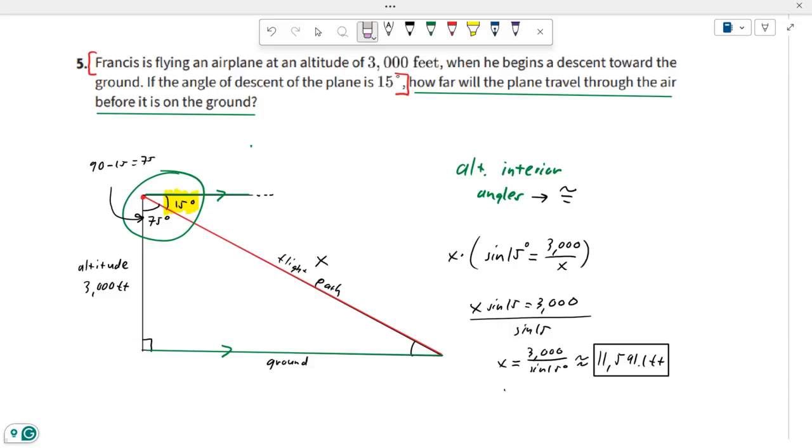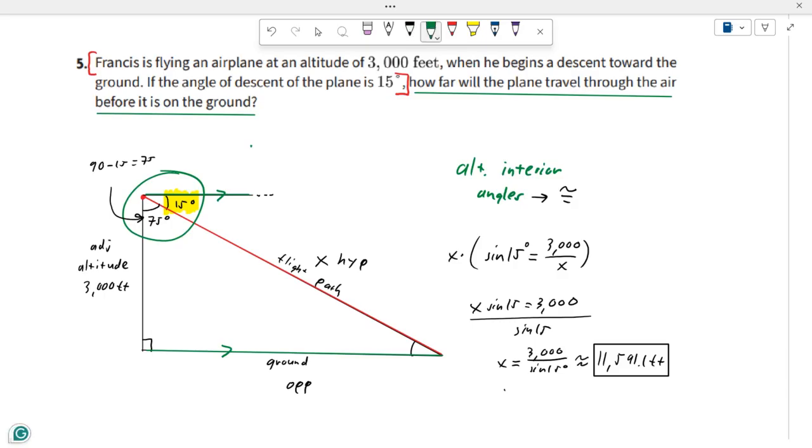So if I label my right triangle relative to the 75, the flight path, that's still the hypotenuse, right? That doesn't change. However, now that we're talking about the 75, the ground is opposite and the altitude is adjacent.